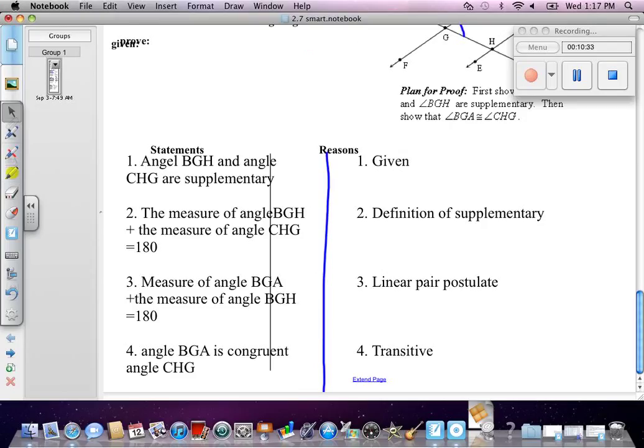This is very, very similar, if not exactly the same, to 2.6D. I am going over it again because I feel like you guys missed parts of these.